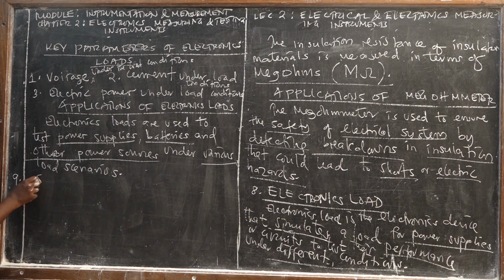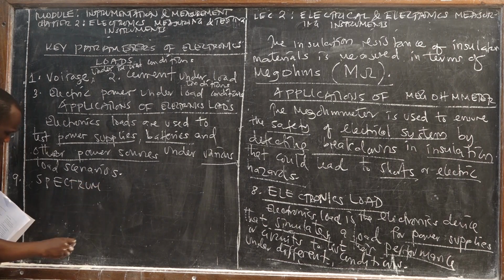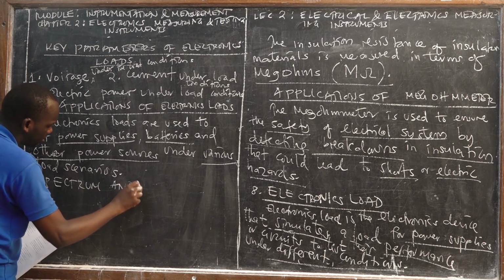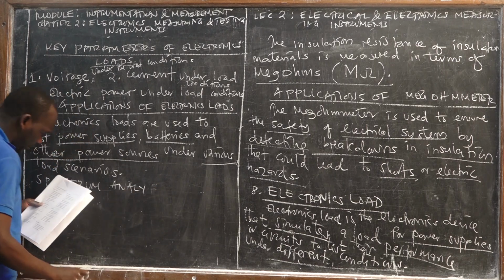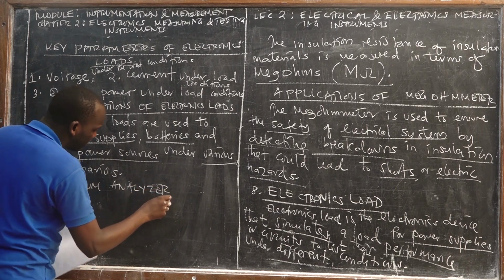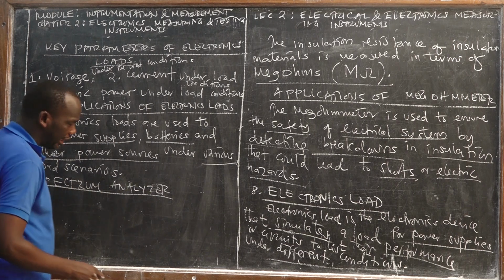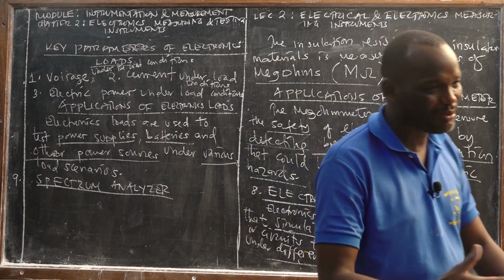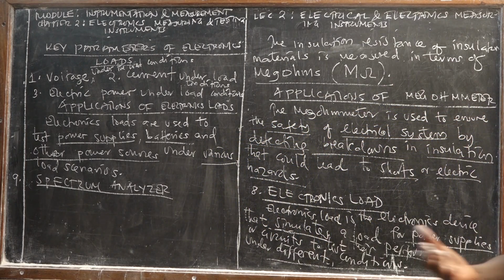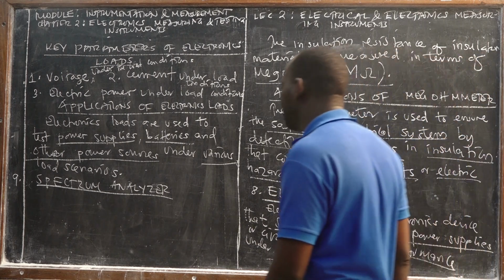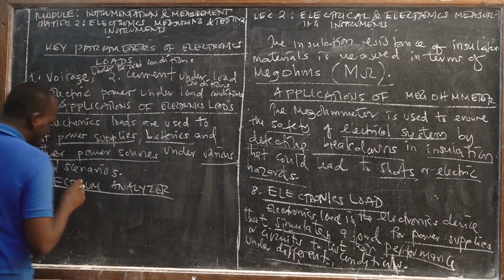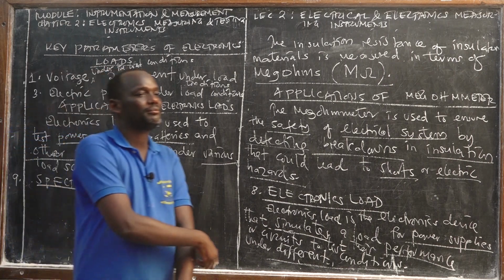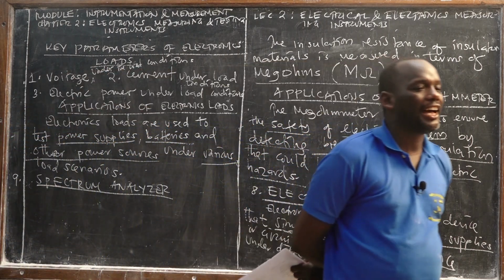Number 9 is called the spectrum analyzer. So you have noticed that we are not teaching you anymore about the instruments, the voltmeter, the ammeter, the ohmmeter. We just teach you the multimeter. You have to add value in your knowledge. Class, say spectrum analyzer.